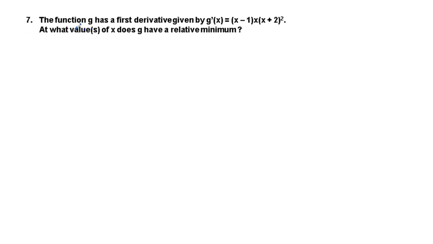This first problem: the function g has a first derivative given by g prime of x equals (20x minus 1) times x times (20x plus 2) squared. At what values of x does g have a relative minimum?